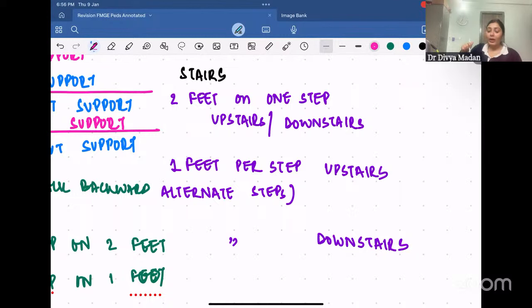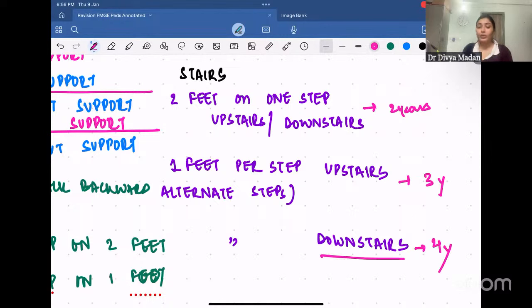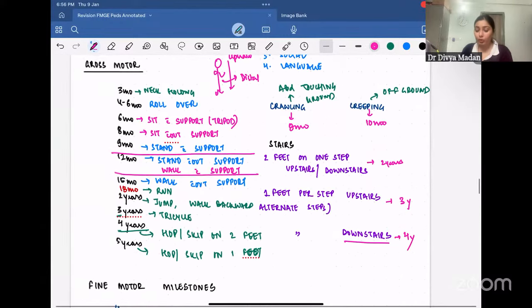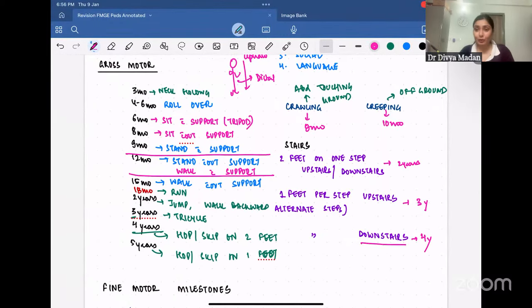So this is known as the stairs milestone. 2 feet on each step, upstairs and downstairs, comes at 2 years of age. 1 foot per step upstairs, that means using alternate steps, comes at 3 years of age. And finally downstairs, at 4 years of age. So this completes the gross motor milestones.